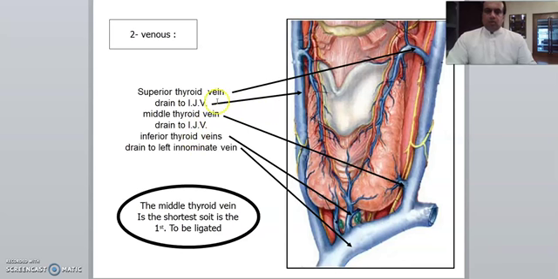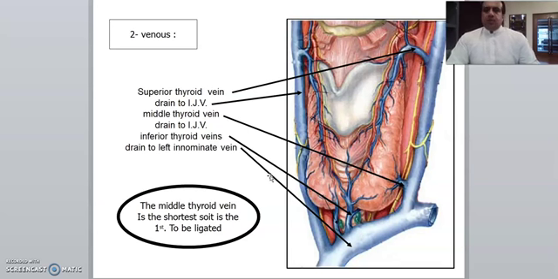Now we do get a question in the exam in the MCQs about the anatomical landmarks, and also that the superior thyroid vein drains into the internal jugular, the middle thyroid vein into the internal jugular, and the inferior thyroid vein into the innominate vein. And the middle thyroid vein is the shortest, which has to be ligated first. So when we start with the thyroid surgery, if someone asks you a question about thyroidectomy, which structure has to be ligated first, you have to say the middle thyroid vein.